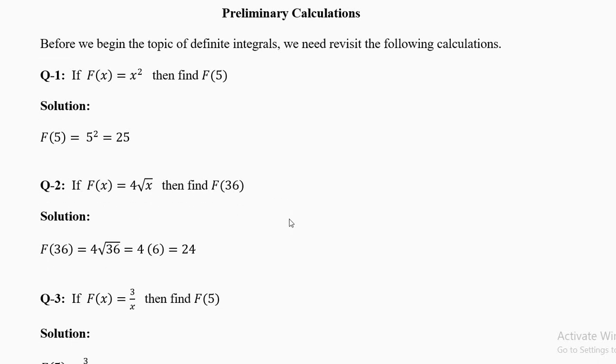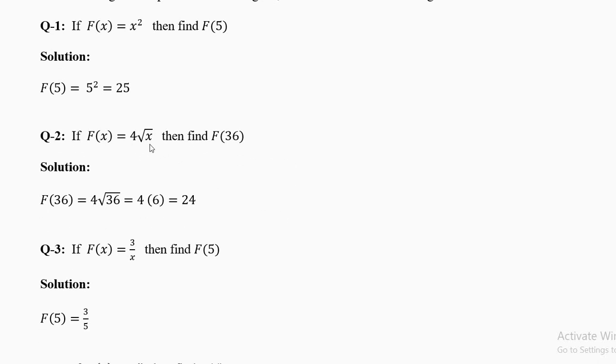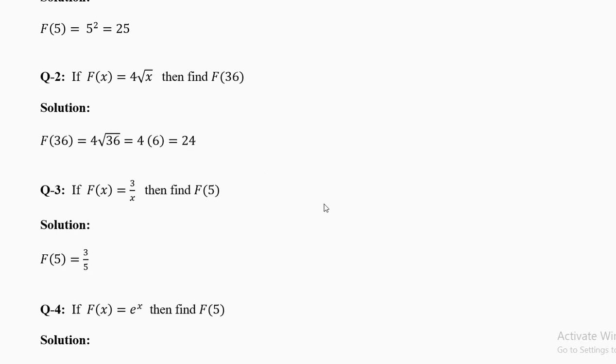Question number 2. F of x equal to 4 square root of x. Find f of 36. Now x comes one time under the root. You put instead of x 36. Now square root of 36 is 6. We'll take only the positive roots in these expressions and not the negative. 4 into 6 is 24.